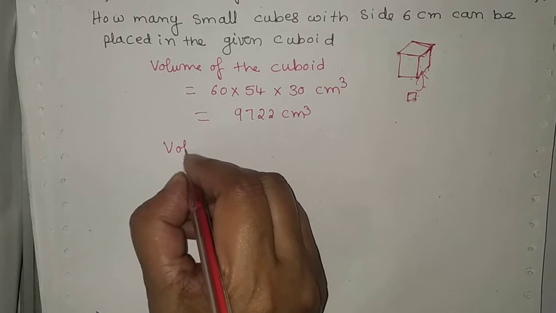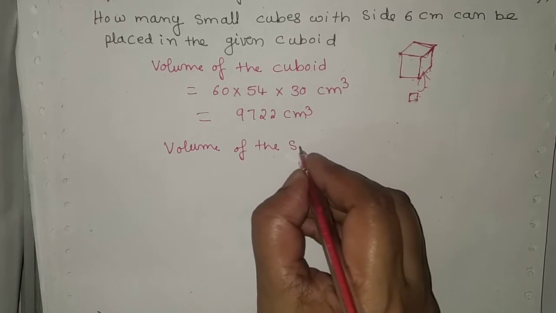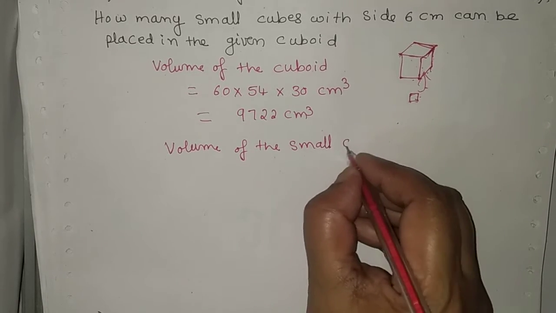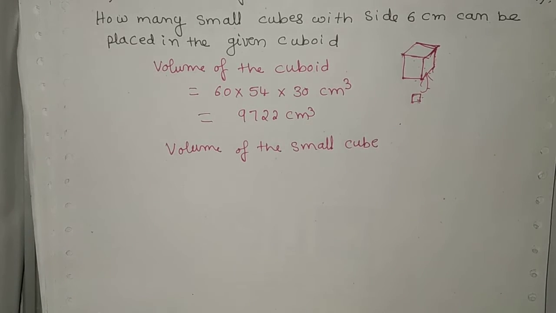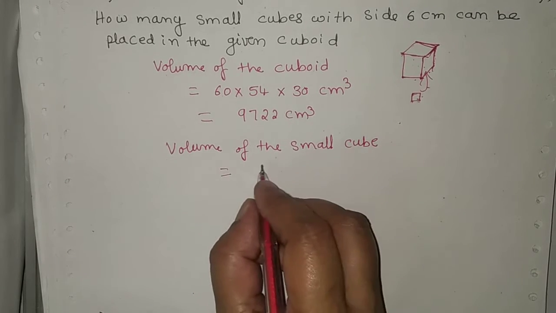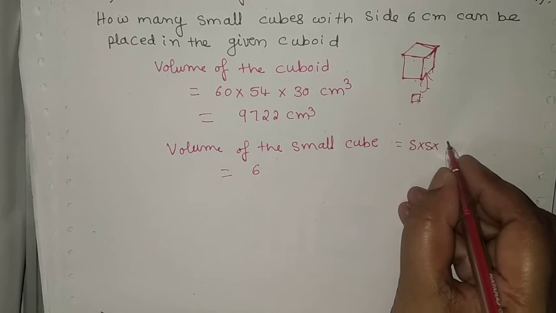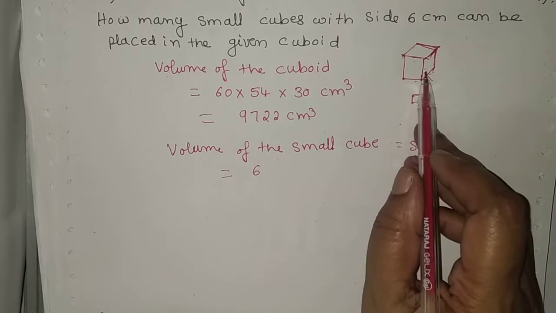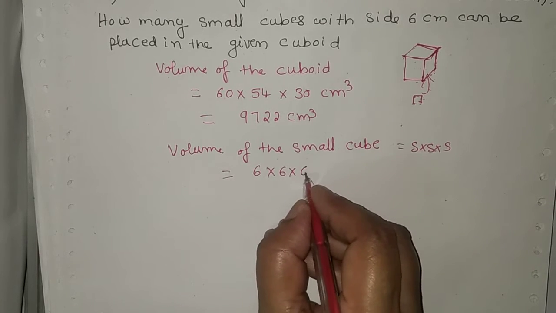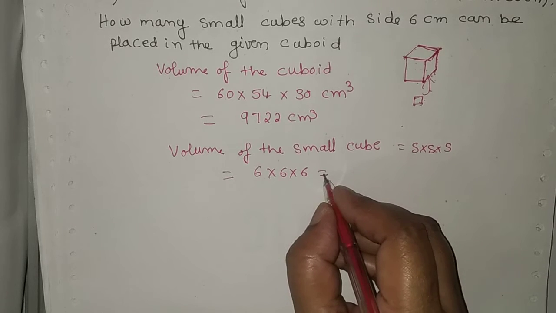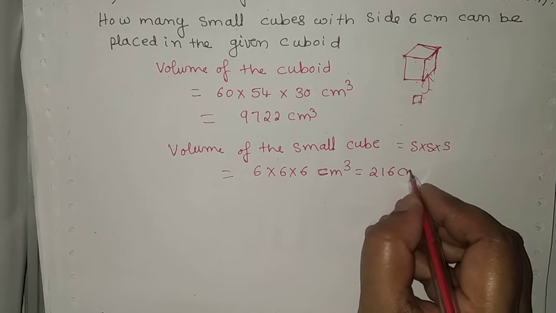Now the volume of the small cube. The volume of the small cube with side 6 centimeters is side into side into side. Therefore, 6 into 6 into 6, and this will be 216 centimeter cube.